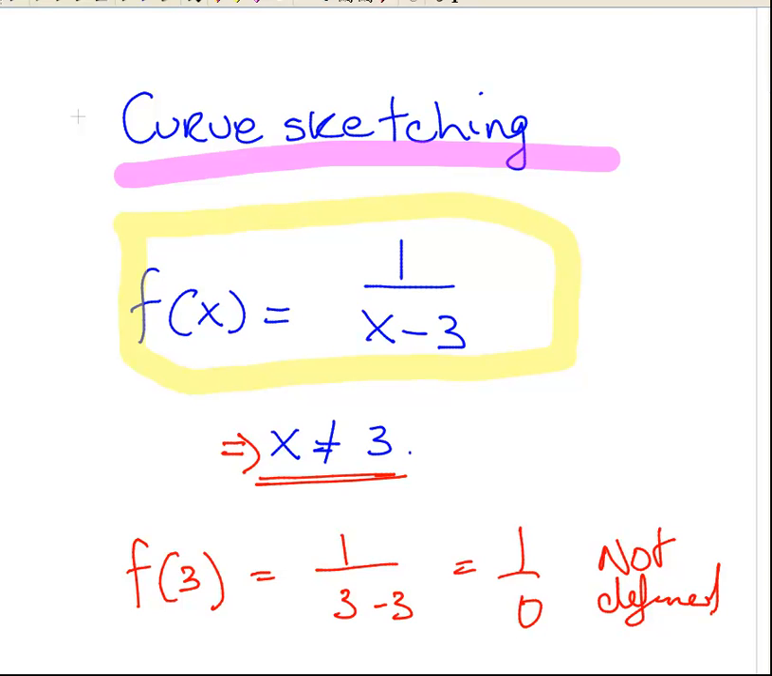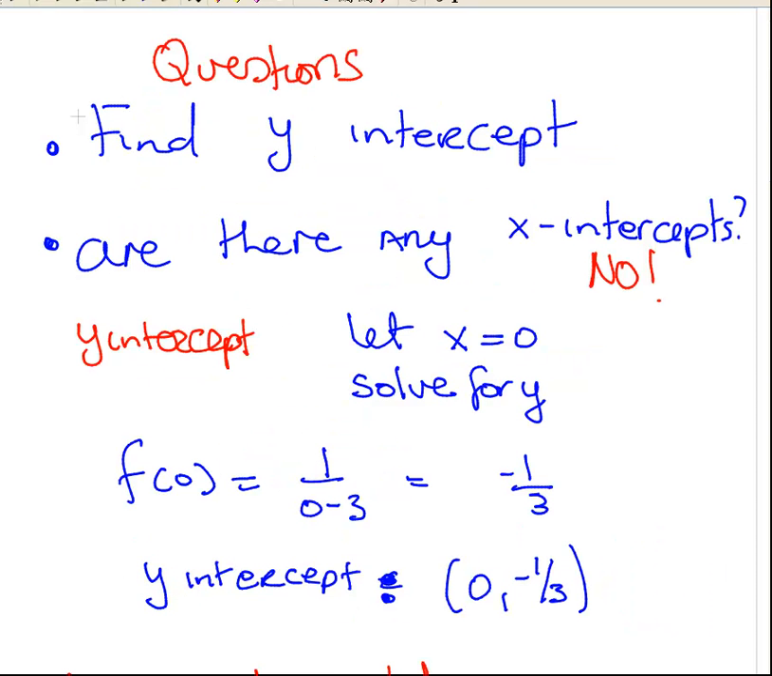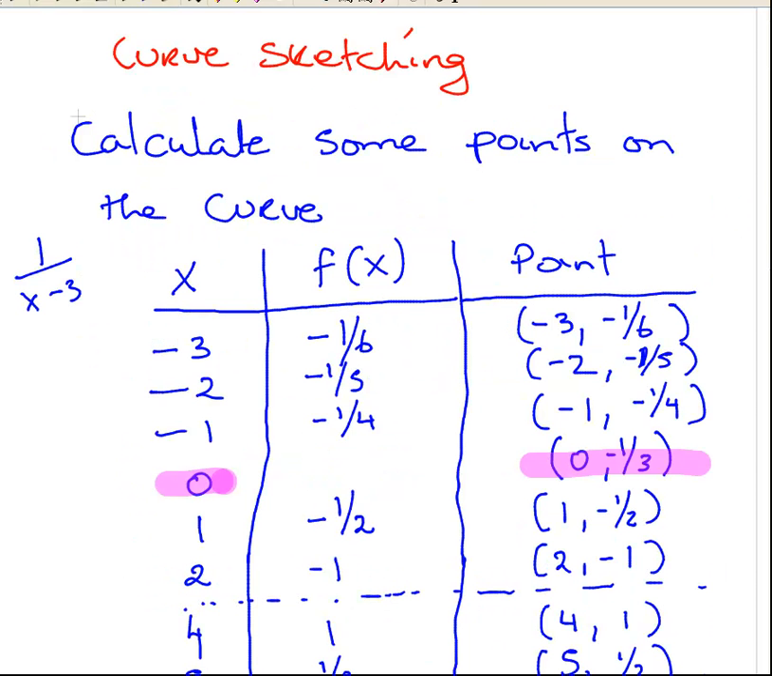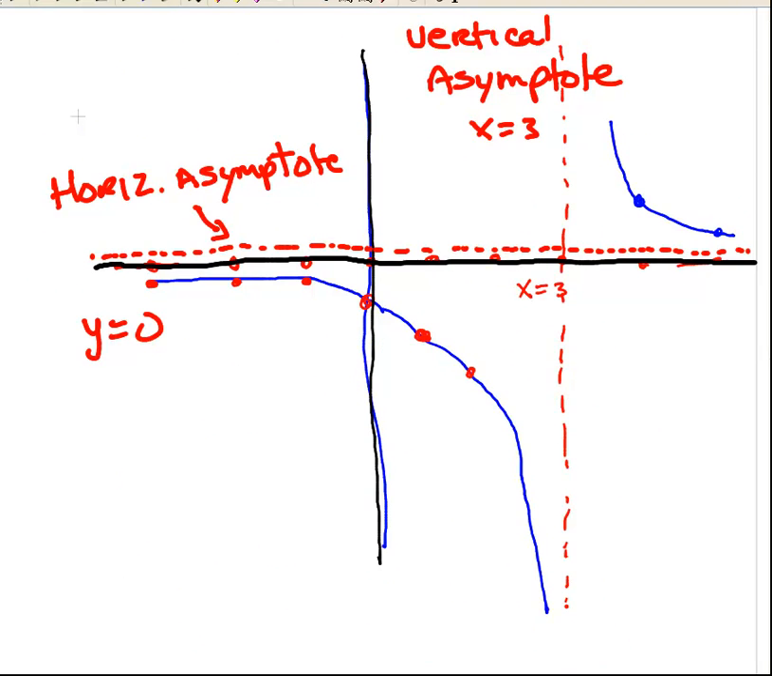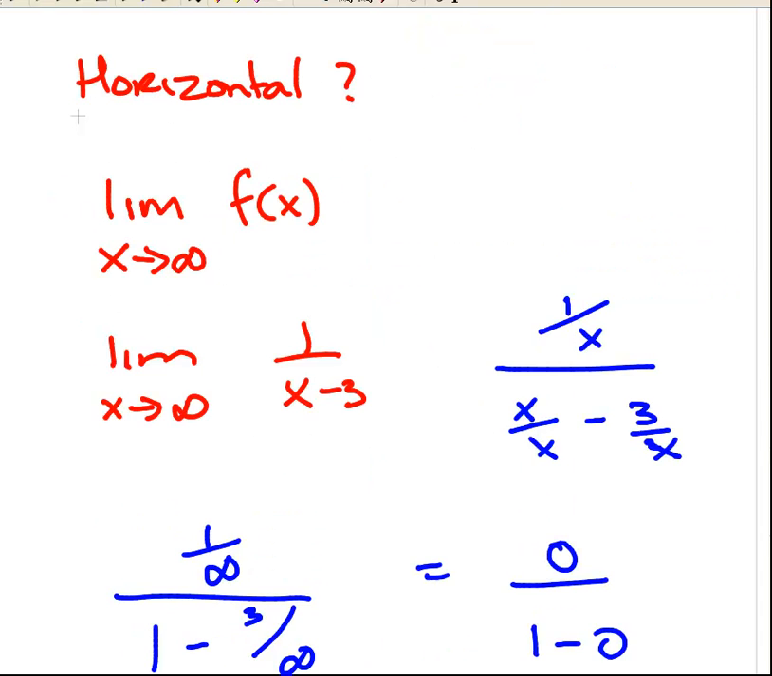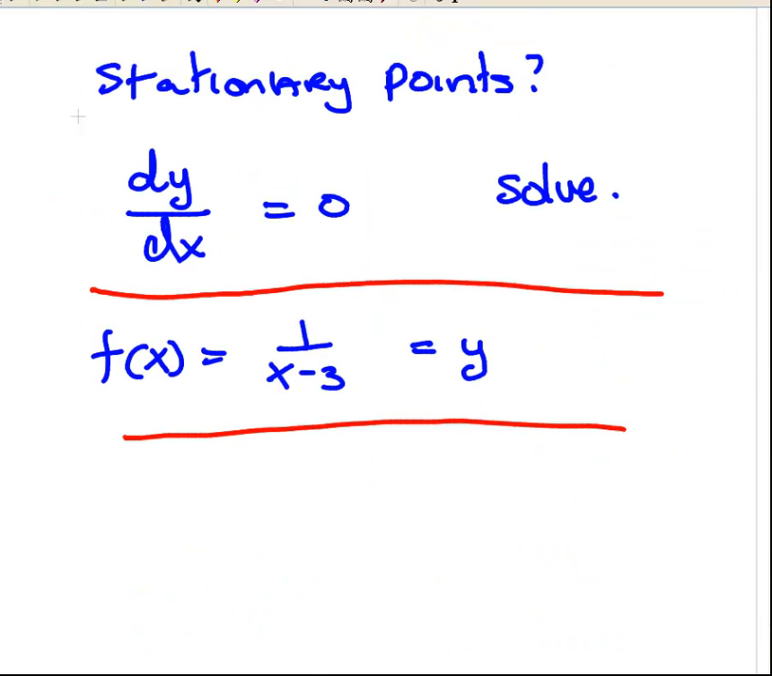This is the second part of this presentation on curve sketching. This is the function we're working with: f of x equals 1 over x minus 3, where x is not equal to 3. So we had a quick look at intercepts and a bit of curve sketching when we found the asymptotes. What we're going to do now is find the stationary points, the local max and the local min. Okay, local maximum, local minimum.